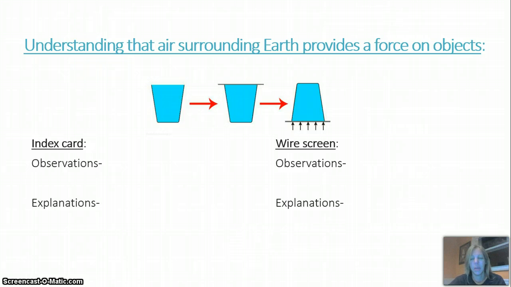Today we are going to be picking up where we left off in class the other day. I think we saw the demonstration with the index card and the wire screen not allowing water to flow through it from an upside down cup. So if we didn't finish the observations and explanations, we'll get to those again in class soon.